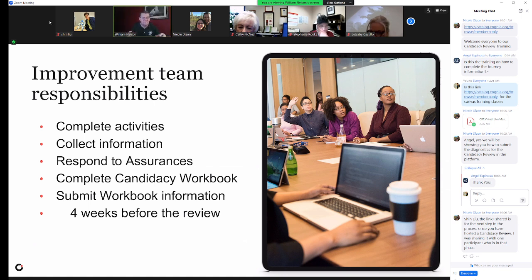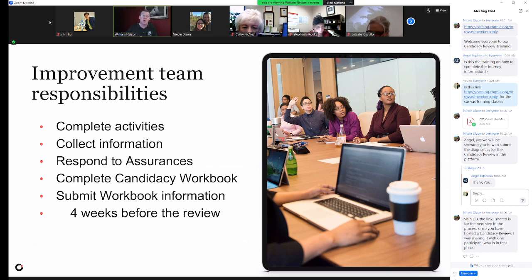You're going to collect information. You're going to pull together some evidence. One of the biggest tasks is to respond to the Cognia assurances. And we're going to show you exactly what that looks like. The assurances are our ground rules and our ground agreements that we're going to make sure that each institution agrees to and has capacity to meet. Then you're going to complete the candidacy workbook process. And then 4 weeks before your candidacy review is scheduled, you're going to submit all of your information.